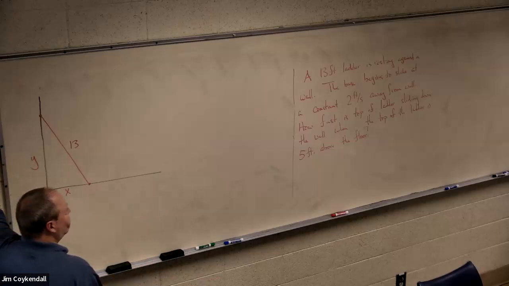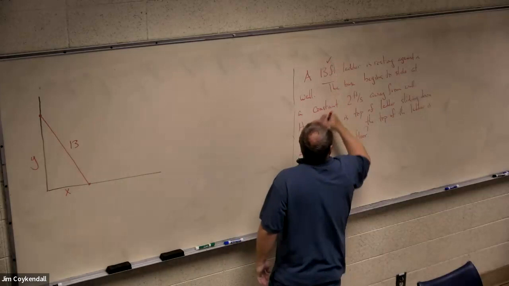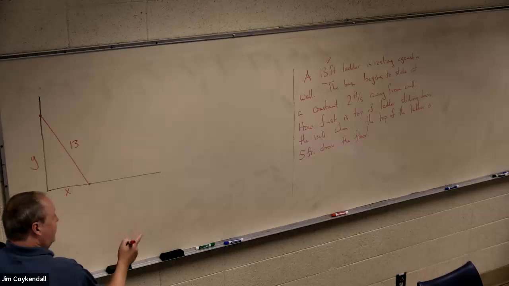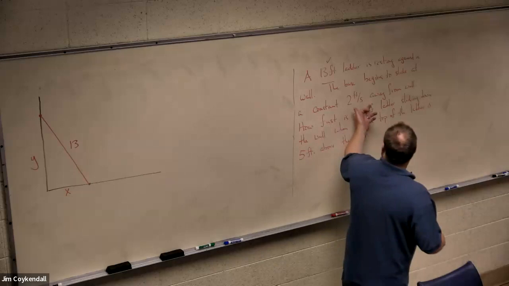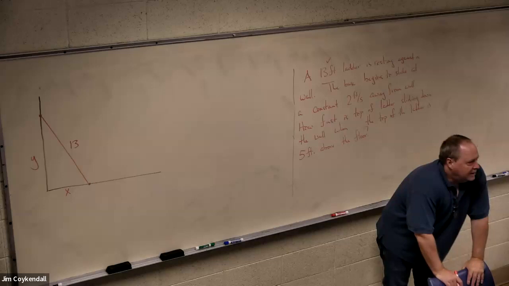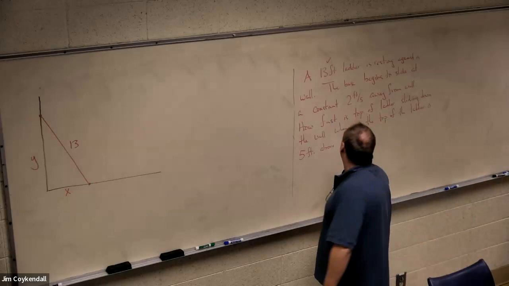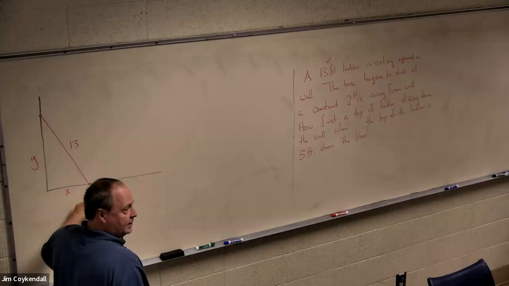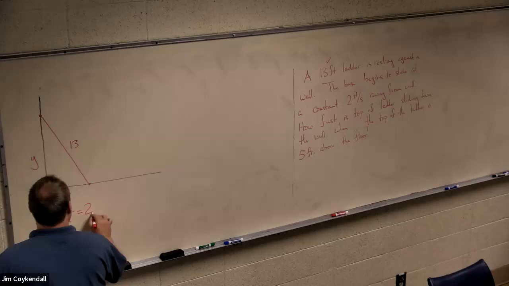13-foot ladder. Got it. The base slides at 2 feet per second away from the wall. So what is that? Right, but can you put this in terms of the math and the labels that you have? 2 feet per second. What's changing? Yes. That is correct. So as the base slides away at 2 feet per second, that means X is changing, right? So I have dx/dt is always 2 feet per second.